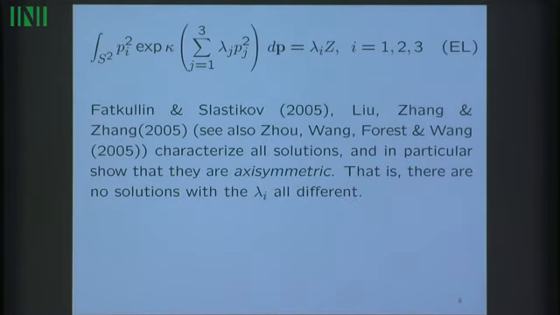And now in what I think could be said to be classic papers now, Fatkullin and Slastikov, and Liu, Zhang, and Zhang essentially independently characterized all solutions, and in particular showed that they're axisymmetric. That means that there are no solutions with the lambda_i all different. There's also another proof that came a little bit afterwards, where they claim to find a somewhat simpler proof of the fact that these solutions are axisymmetric. This is the most difficult part of these papers, to show axial symmetry.